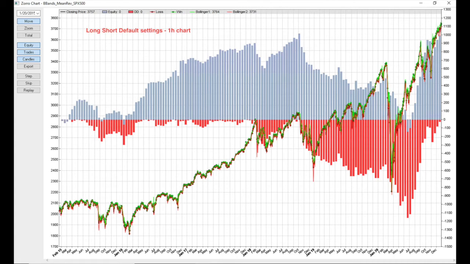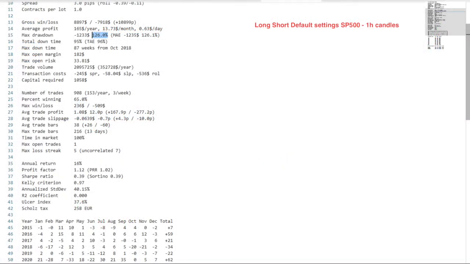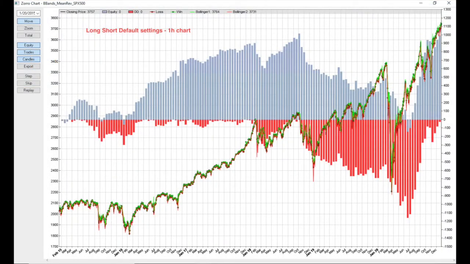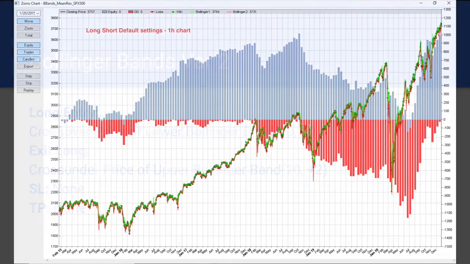So for the first version, the results are: we're having 95% total downtime, a 126% maximum drawdown, 908 total trades, a 65% win rate, an annualized return of 16%, a Sharpe ratio of 0.39 with a standard deviation of 40.15. So this one lost money 2 out of the 5 years which we tested it on, but considering the maximum drawdown of over 100%, this is untradeable.